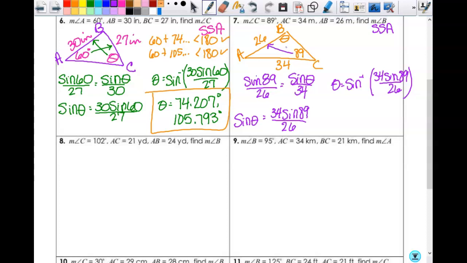Okay, so what happens when we're getting this one? Are you getting errors? Sometimes we get errors just because we type things in wrong. Sometimes we get errors because we're not really going to get an answer. So now what I want you to do is just type in this fraction part. Theta is 34 times the sine of 89, just what's in here, not the sine inverse part. We're going to write that down.